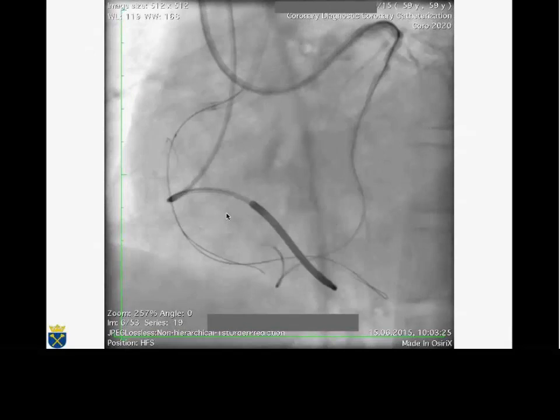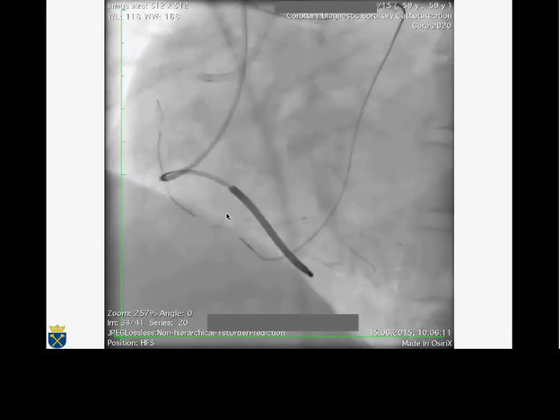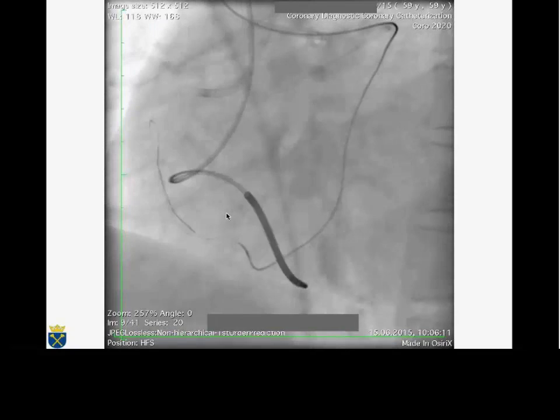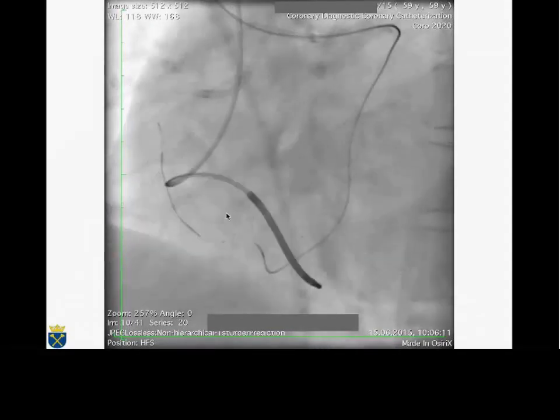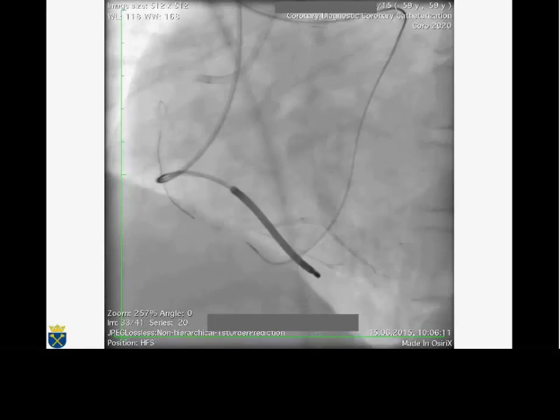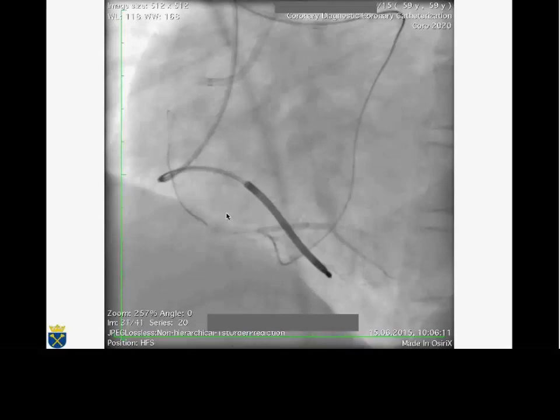And thanks to this, I was able to go with the antegrade wire. This is the balloon inserted in this step, and this is the injection through the tip of the balloon to confirm that we are within the vessel architecture.